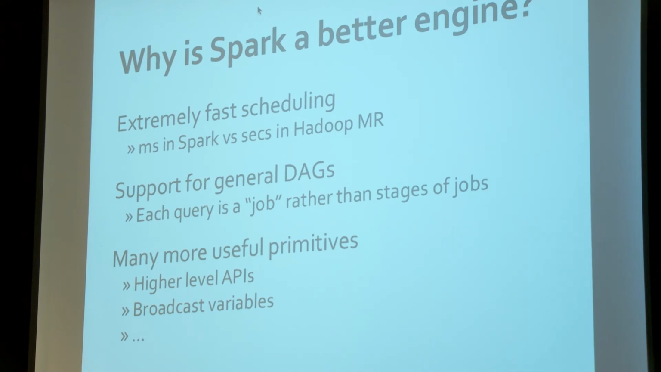And then there are a lot of other useful primitives that we exploit. For example, broadcast variables that use a BitTorrent protocol to do broadcasting, which is much more efficient when you need to do map-side joins or broadcast joins. And then there are a lot of other higher-level APIs that you can exploit, so you don't have to shoehorn a query processing paradigm into what you call map and reduce only.